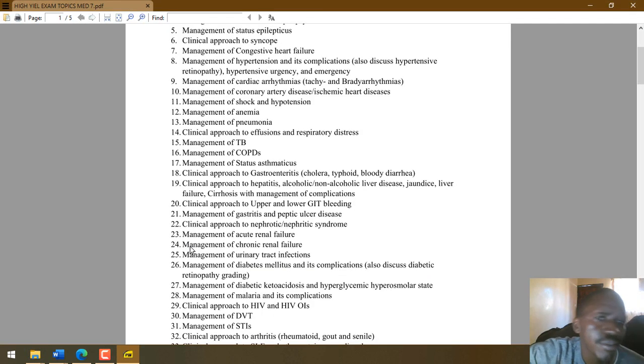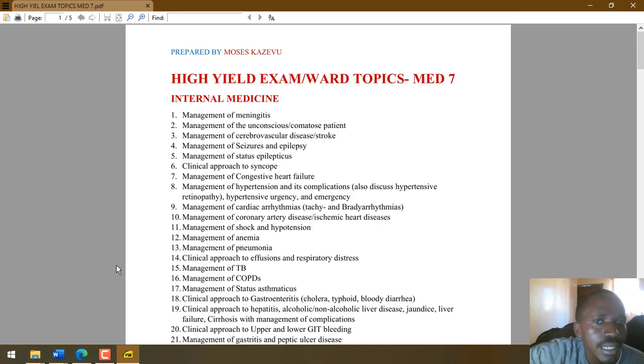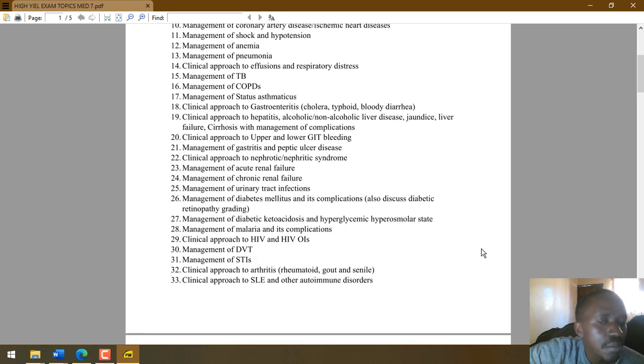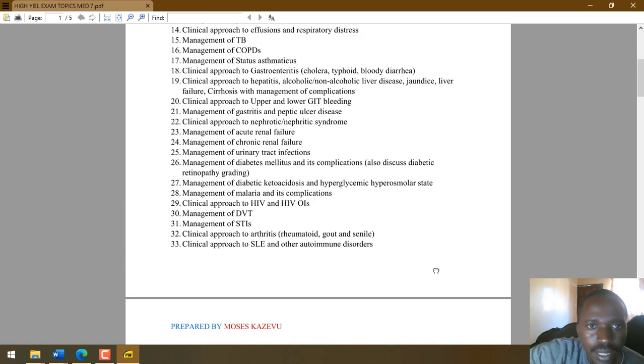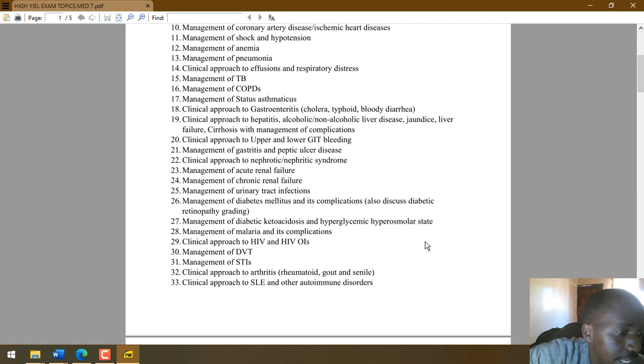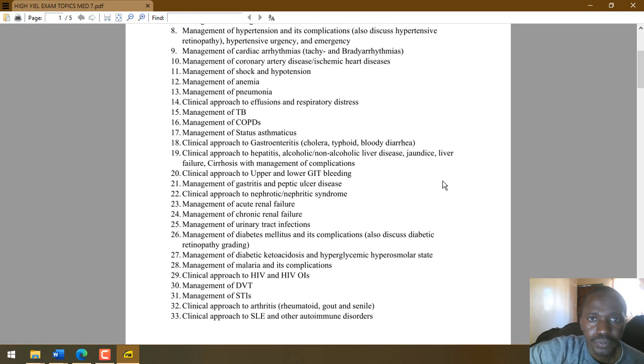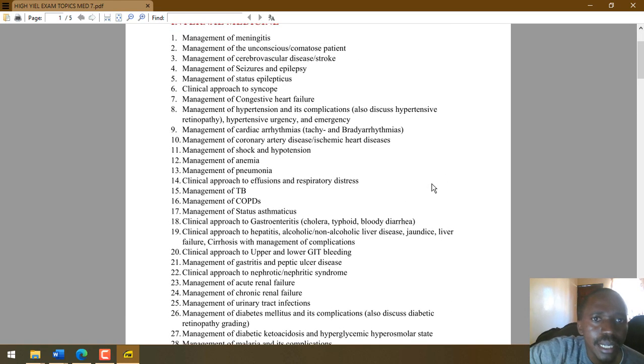The topics are slightly different. As you can see, this is a slightly different list that you may have, especially if you're in 5th year. This is tailored for my 7th years, and it has a little bit more on clinical approach and clinical management. I hope the study session won't take as much, and maybe we won't go more than an hour at least. So let's choose a topic.